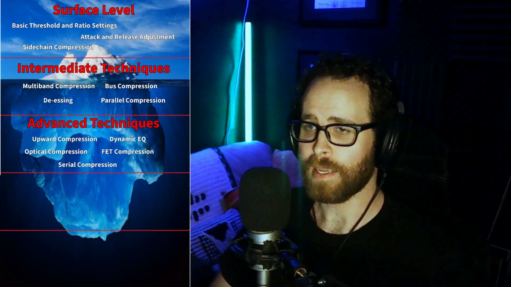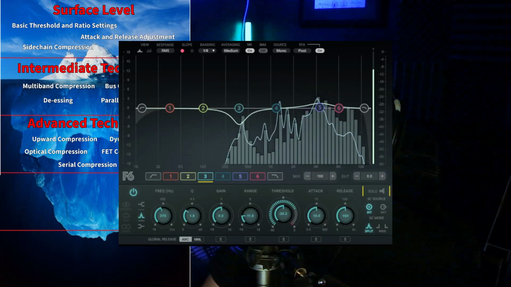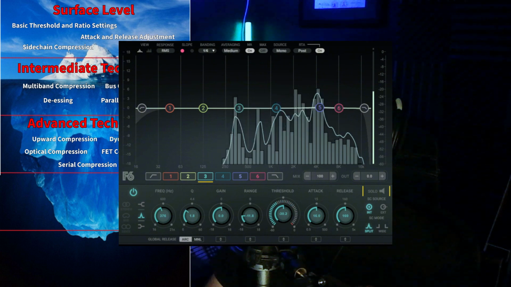Dynamic EQ. Dynamic EQ is kind of like multi-band compression, but even narrower bands. They can affect very specific frequencies. You can use these to help tame resonances that keep popping up, or any other frequencies that pop up, but you don't want to cut out completely.